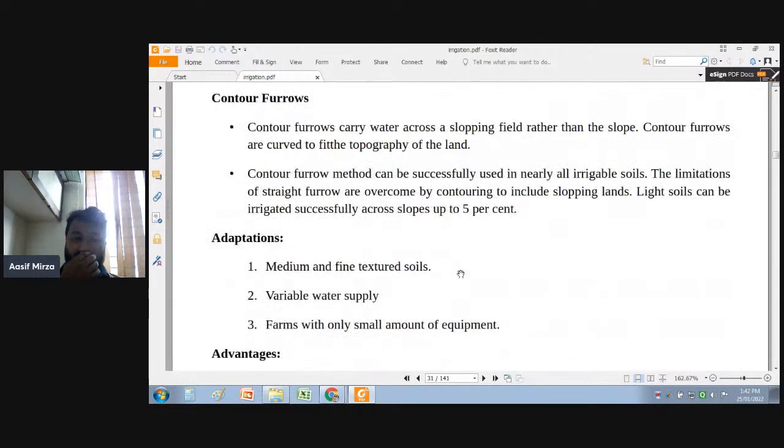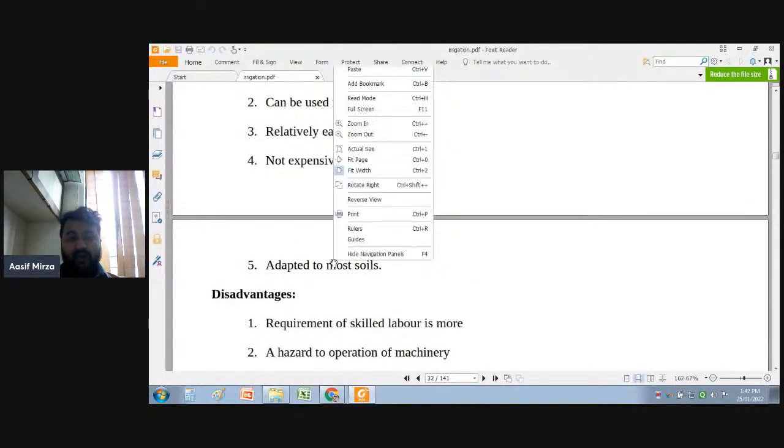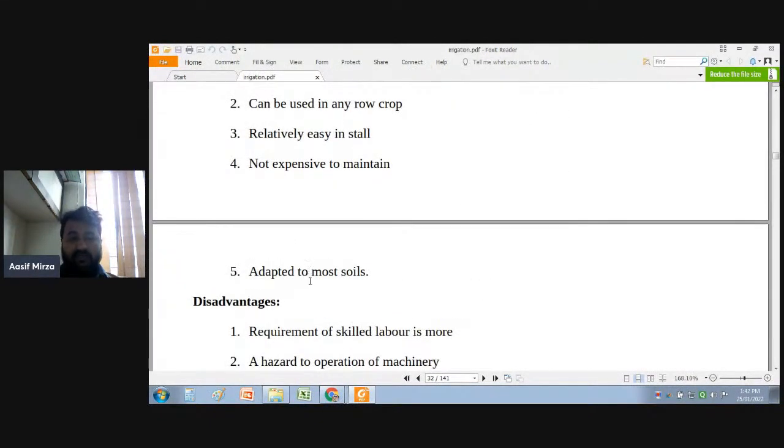Now, what are the adaptations for this method? The contour furrow may be adopted when medium and fine textured soil is available, variable water supply is available, and on farms with only a small amount of equipment. Now, what are the advantages of this method? It is very water efficient, it can be used in any row crops, and it is a relatively easy installation and not expensive to maintain. And the final advantage of this is that it can be adapted to most soils.